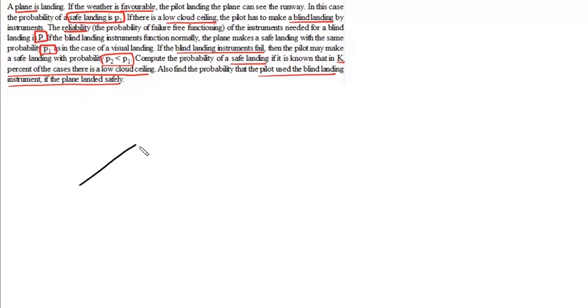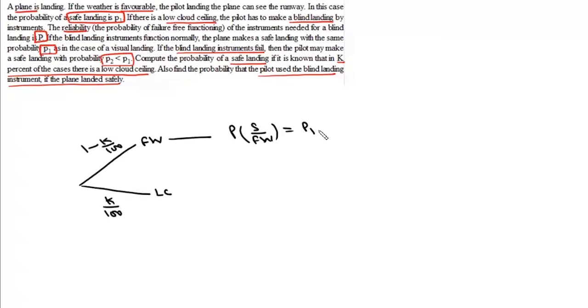So first we have to cover the nature of the weather. So either it can be favorable weather or there can be a low cloud ceiling. Now in K% of the cases, there is a low cloud ceiling. So this probability will be simply K by 100. And in this case, the probability is 1 minus K by 100. Now if it is favorable weather, then the probability of safe landing is P1. So the probability of safe landing when the weather is favorable is simply P1.